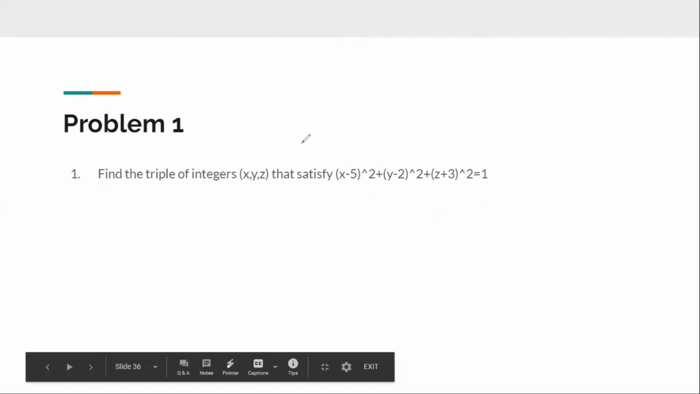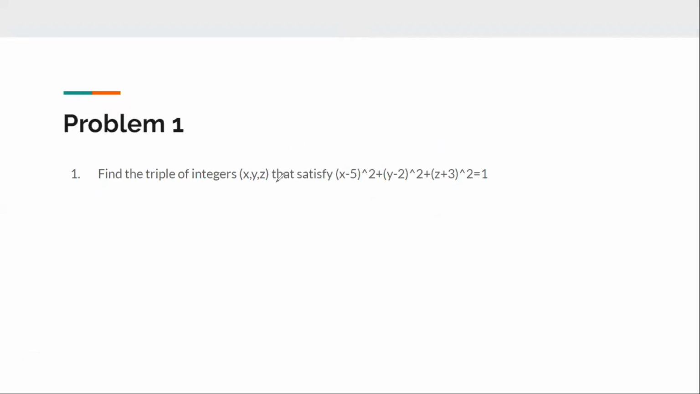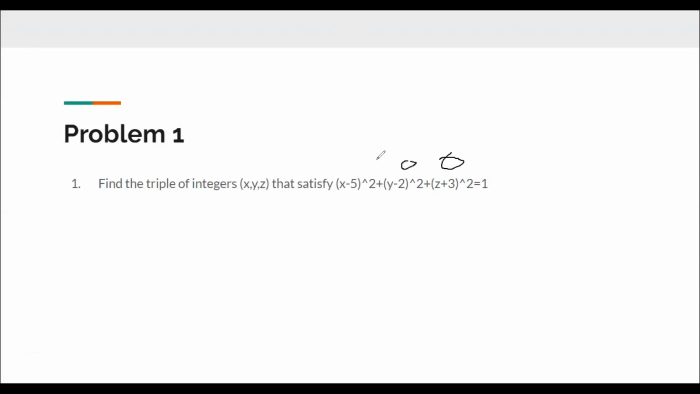So the first question is find the triples of integers x, y, z that satisfy (x minus 5) squared plus (y minus 2) squared plus (z plus 3) squared is equal to 1. So you know by the trivial inequality that all of these are going to be greater than or equal to 0. So it's like 0, 0, 0, but they can all be greater, obviously. So since they sum to 1, and they're integers, one of them has to be 1. Only one of them can be 1. So let's just say this one's 1, this is 0, this is 0. Then z is equal to negative 3, y is equal to 2.